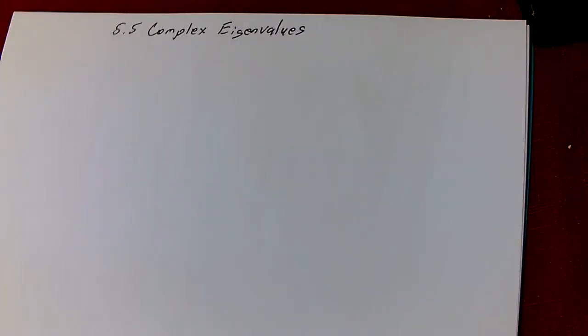We're getting close to the last few sections of our linear algebra class here. So our next section is 5.5, and then we've got 4 sections of chapter 6. Okay, so 5.5 is complex eigenvalues.